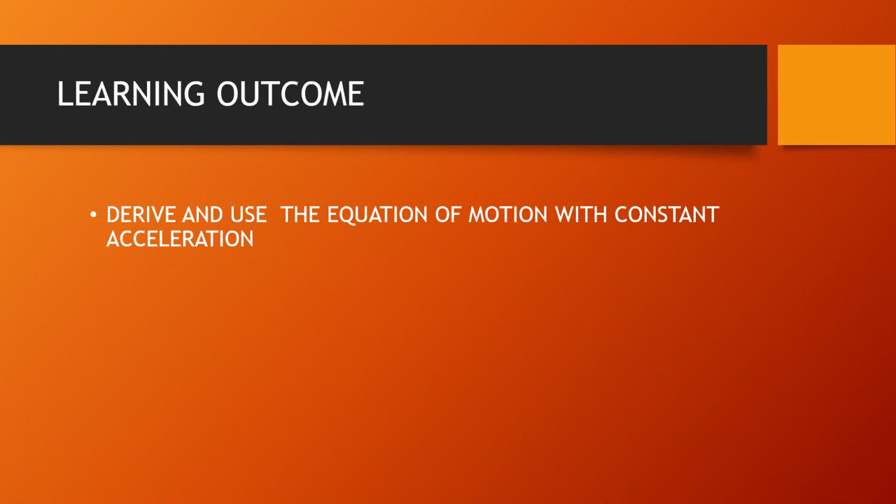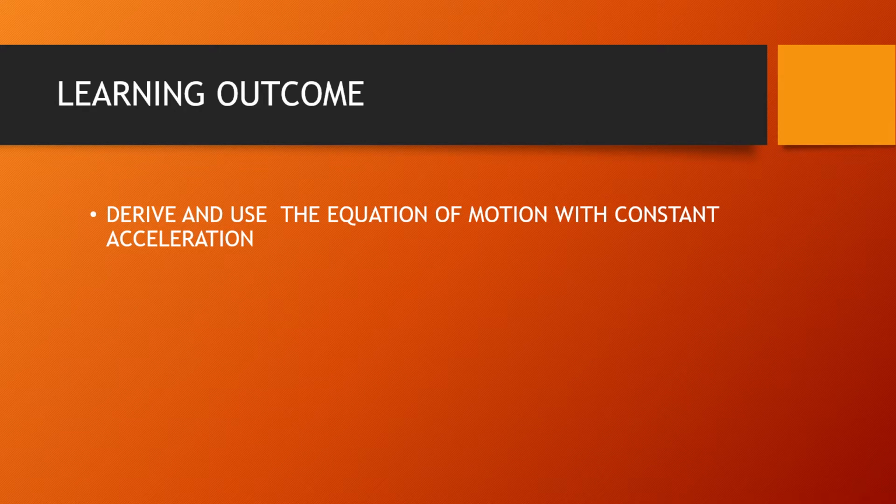Linear motion can be of two types. Number one, uniform linear motion with constant velocity or zero acceleration. Number two, non-uniform linear motion with variable velocity or non-zero acceleration. Linear motion is the most basic of all motion.